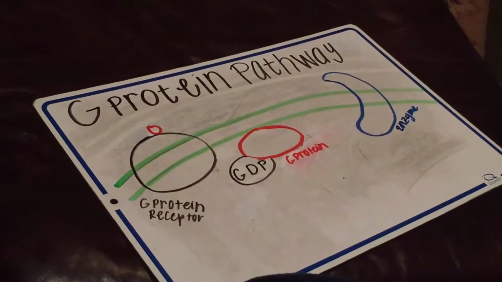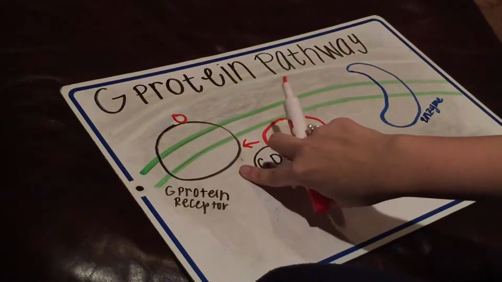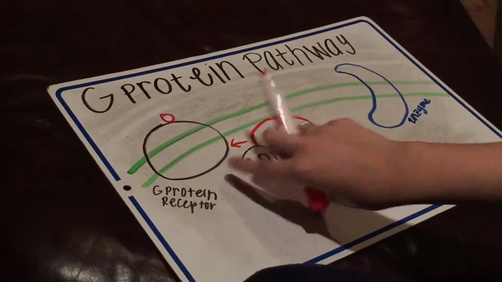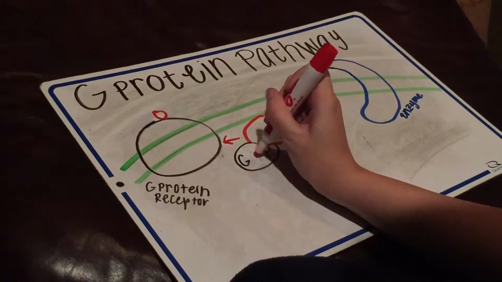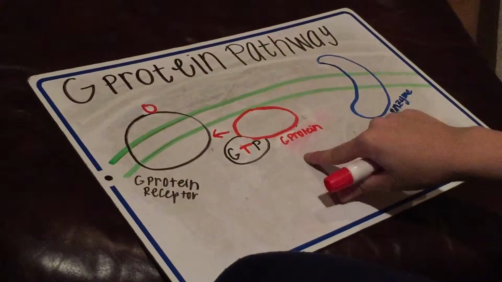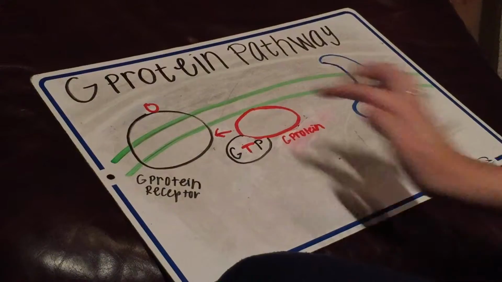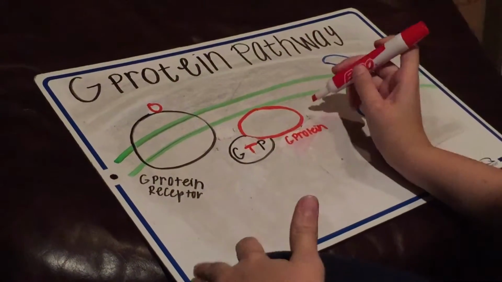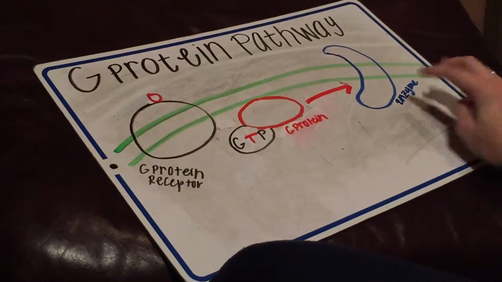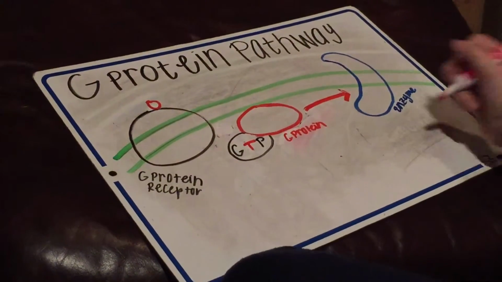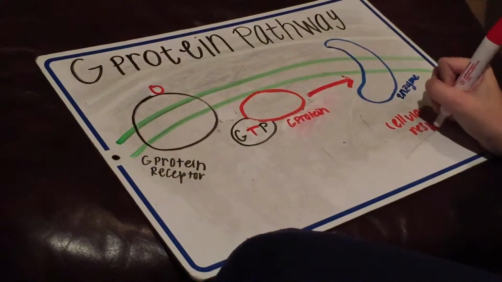The cytoplasmic side binds an inactive protein, so this attaches to the G protein receptor, which causes GTP to replace GDP. This G protein is now active. The active G protein leaves the receptor, so it's not attached to this anymore, but it is now bound to an enzyme. Once the enzyme is active, it triggers the next step to cellular response.